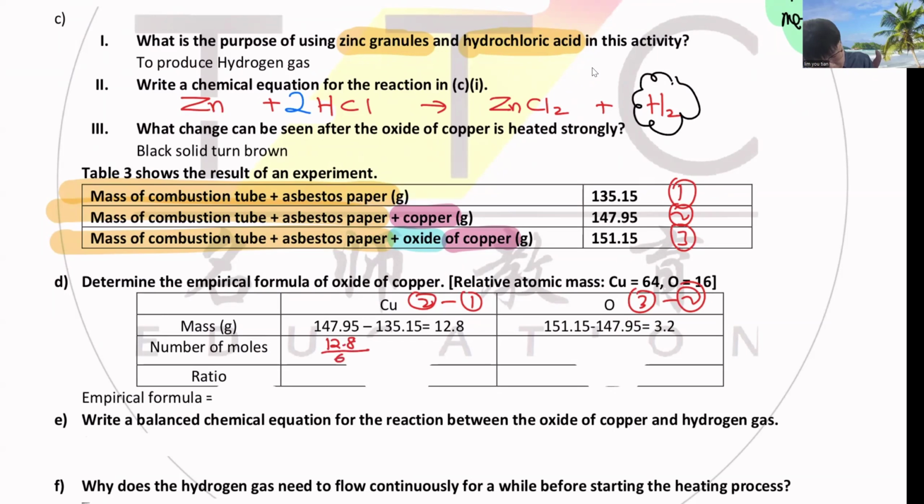They give the mass of copper is 64, then the mass of oxygen is 16. Then you take your calculator and calculate, and you get 0.2, 0.2. So you get the ratio equal to 1. But you remember to write this. Although you see it is 1 now, you still have to show 0.2 divided by 0.2, then here 0.2 divided by 0.2.